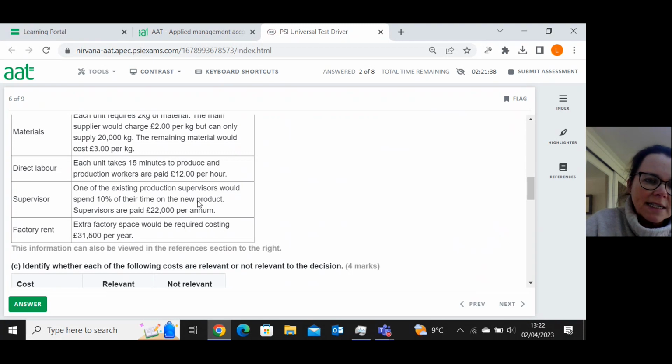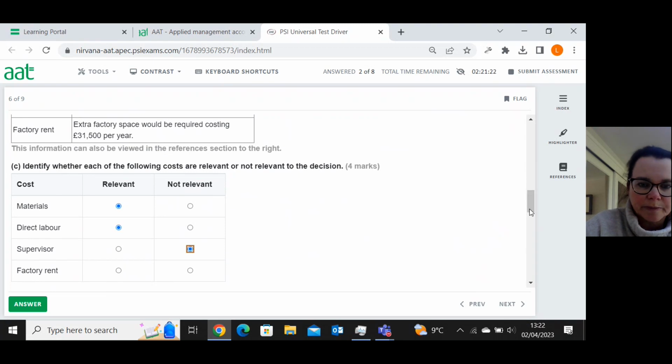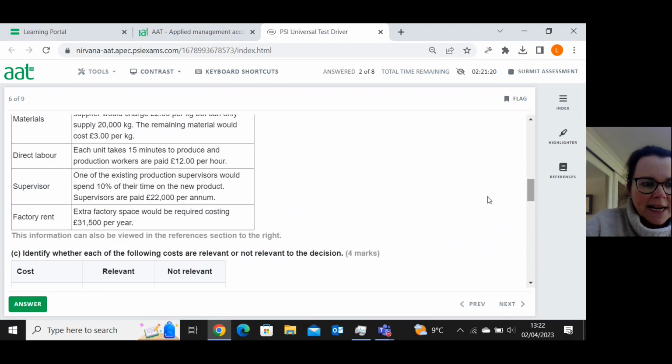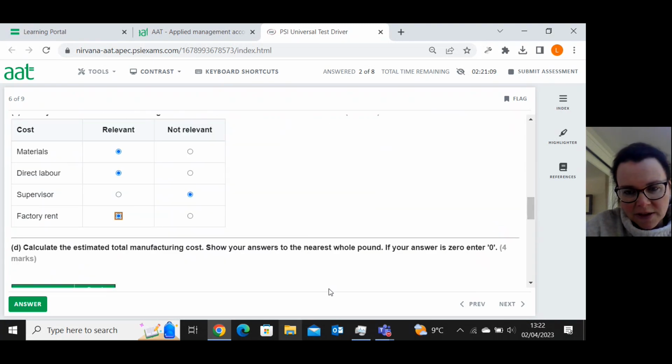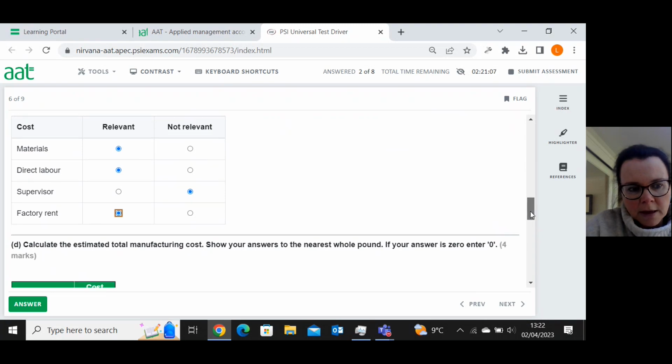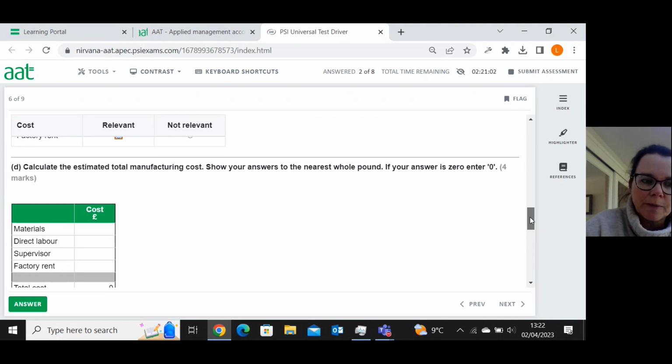Supervisor. One of the existing production supervisors would spend 10% of their time on the new product. So if it's an existing supervisor, it's a committed cost already, so therefore it's not relevant. Rent. Extra factory space would be required. So this is an additional cost. Although it's a fixed cost, it's not currently committed, and therefore it is going to be relevant to the decision. Part D, calculate the estimated total manufacturing cost.